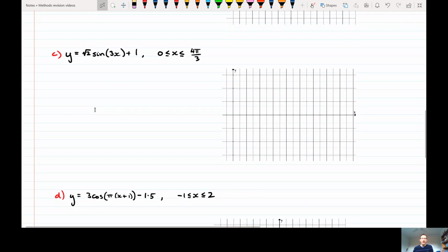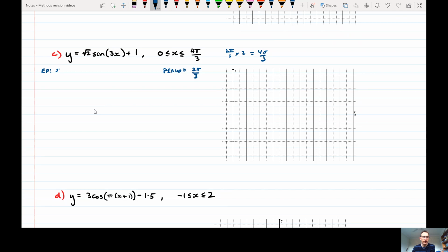Last couple. These ones here, we're going to have the endpoint again. We have a period. The period, sorry, is 2π/3, because there's 3 there again. So we're going to have starting at 0, ending at 4π/3. That means there's 2 periods from there to there, because 2π/3 times 2 will give you 4π/3. So there's 2 full periods. And we're going to find our endpoints.